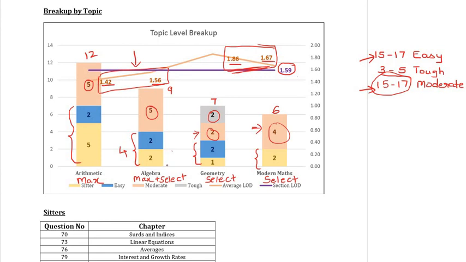attempts. If I observe, I will notice that there are 10 sitters in the mock and 6 easy questions, which means I have 16 easy questions in all. I would definitely try and attempt somewhere around 15 of these. If I look at the difficult questions, again I have 16 moderate questions.